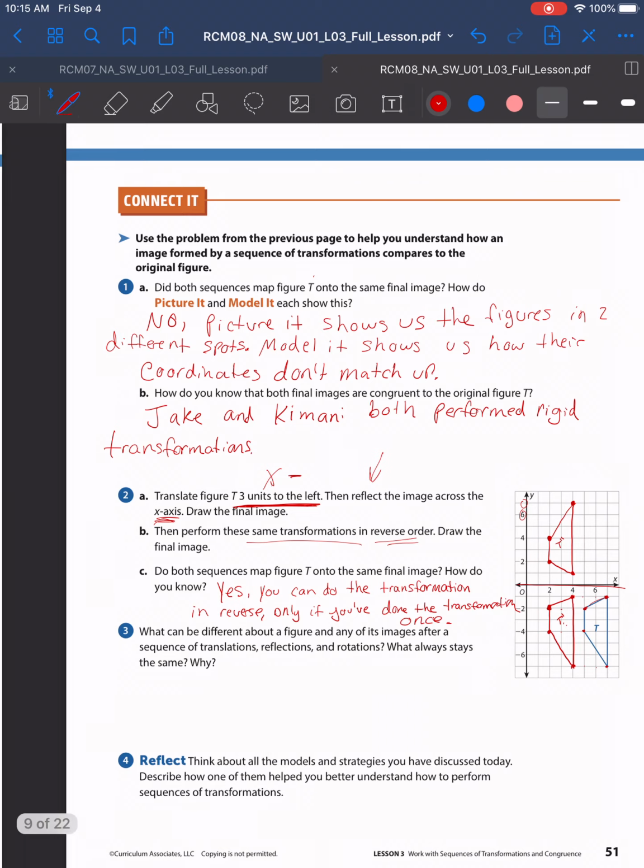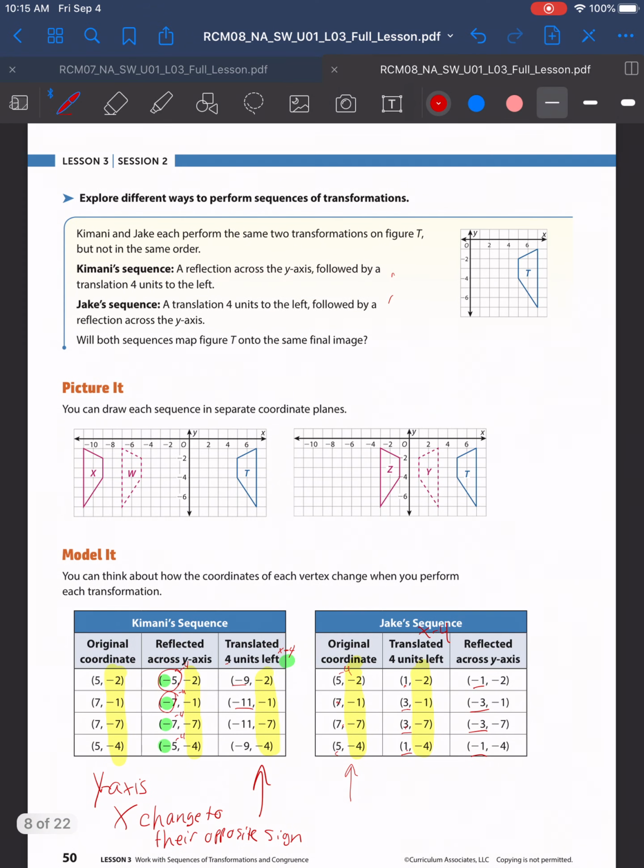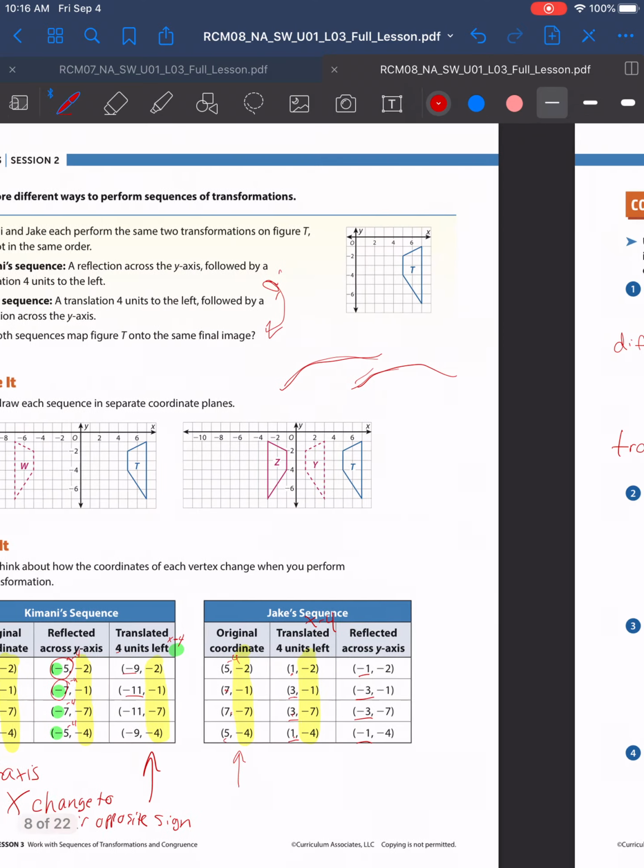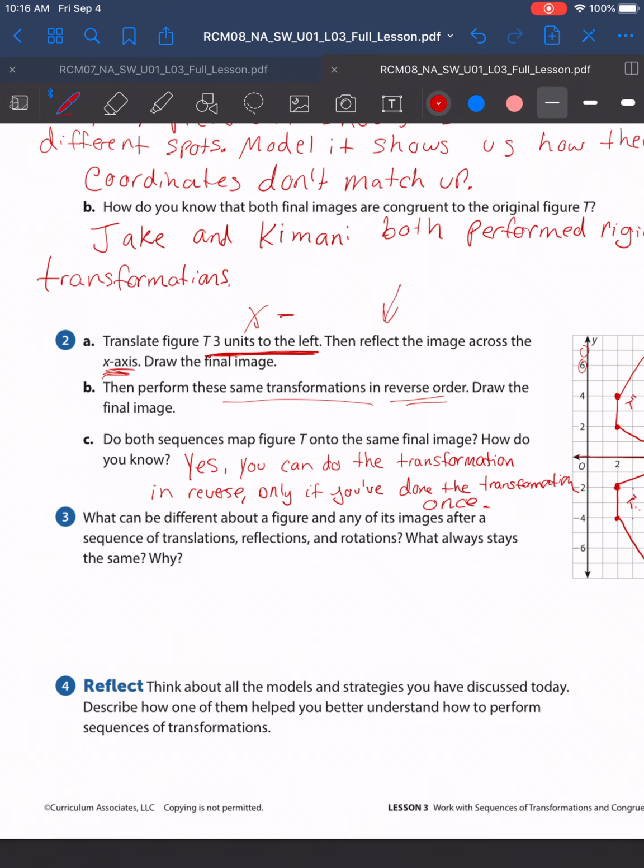So what that means is over here, the reason why we did it in reverse, Kamani and Jake did it in reverse, but they didn't do the transformation and then go backwards. What they did is they just switched the order of events. Okay, you can't switch the order of events, but you can do the transformations and then go the opposite direction and still land on your original image. Okay, I think that's what they're wanting us to get out of that.